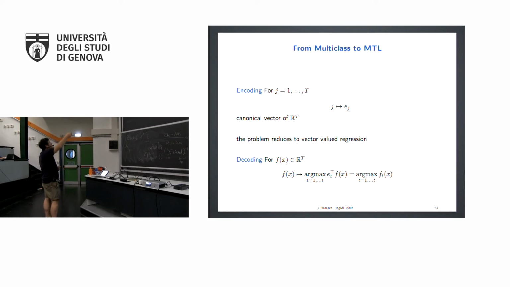So clearly, at this point, each output is going to correspond exactly to a vector. We had input and label, and now we're going to have input and encoding of the label, which is exactly a vector of size t. So clearly, we reduced the problem to a vector-valued regression problem.